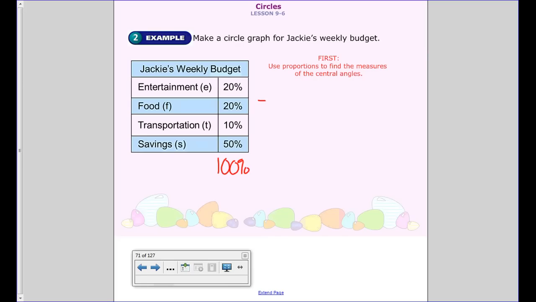And what is nice here is it's out of 100%. So if I'm setting up the entertainment piece here to find that central angle, the part she spends is 20% out of the whole of 100, and that's going to be some number out of 360 degrees. So if I do proportions, cross products, 20 times 360 divided by 100, and you get it's a 72 degree measure. You do the same with food. And looking right away, it's the same, so I know it's going to be 72.